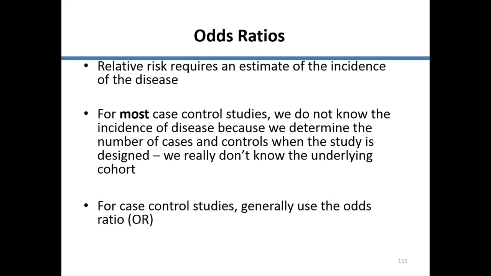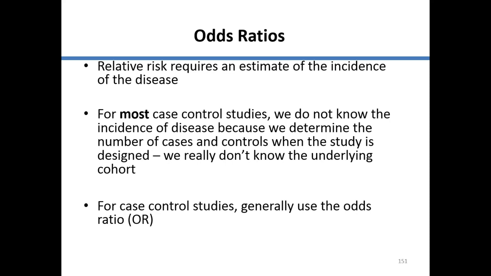If it's not a very rare disease, though, we can overestimate the risk ratio. But in general, the odds ratio estimates the risk ratio, assuming we didn't screw up our study, and we didn't sample so poorly that we have an invalid study. The odds ratio estimates the risk ratio.